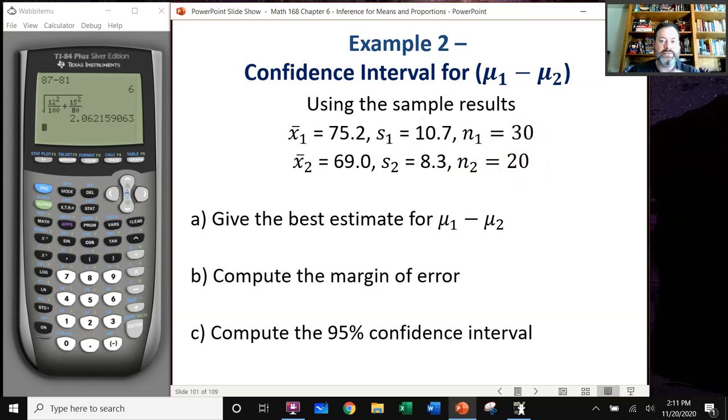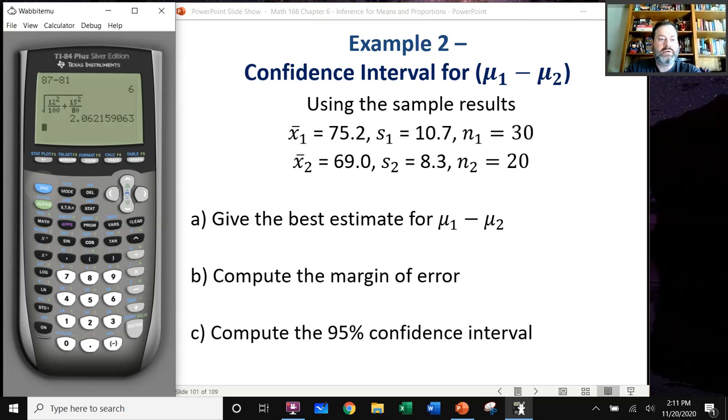It's 19. So when we do our inverse t, now you can do this in StatKey as well. I showed you in the last video how to do this in StatKey. I'm just going to use the calculator now. So inverse t, it's a 95% confidence interval, so I'm doing 0.975. Degrees of freedom, 20 minus 1, which is 19.